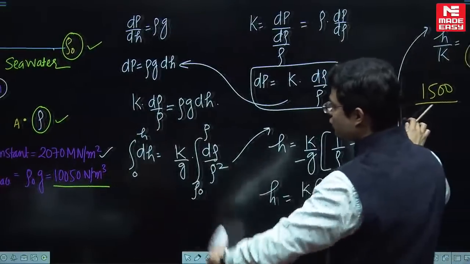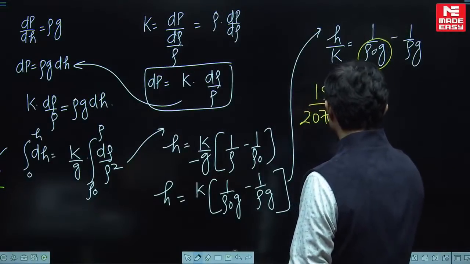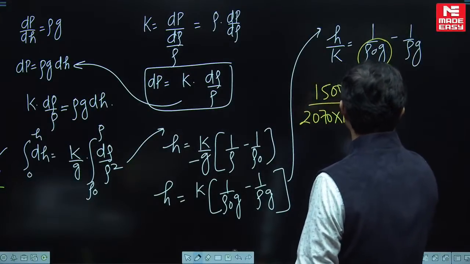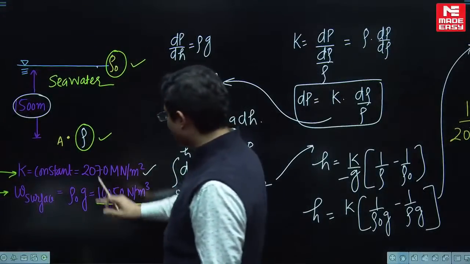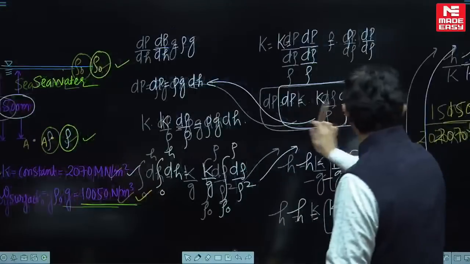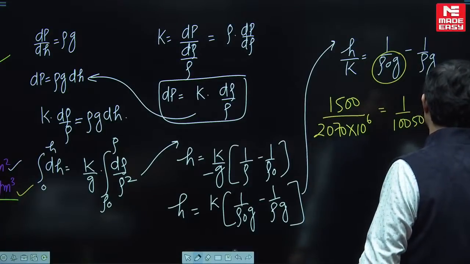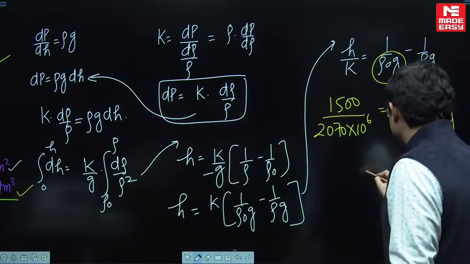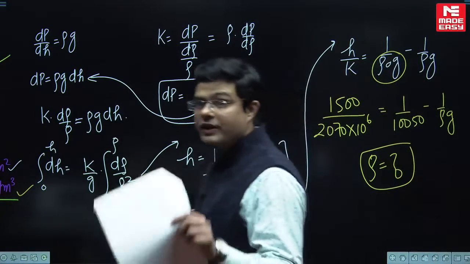Bulk modulus is 2070 mega newtons, so 2070 into 10 to the power 6 is equal to 1 by rho naught g. Rho naught g is the specific weight at the surface, 10050, minus 1 by rho g. Okay dear, so from here can you find the value of rho? Yes. See, I am now giving you a hint.